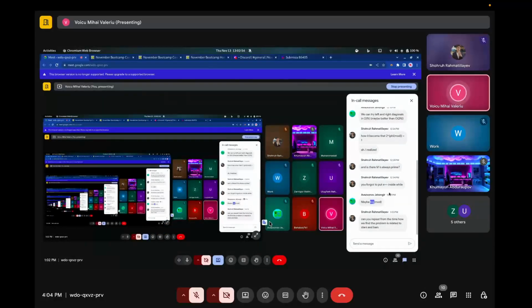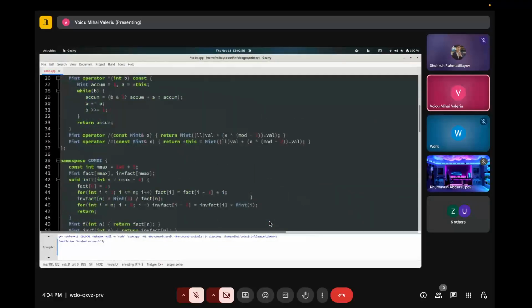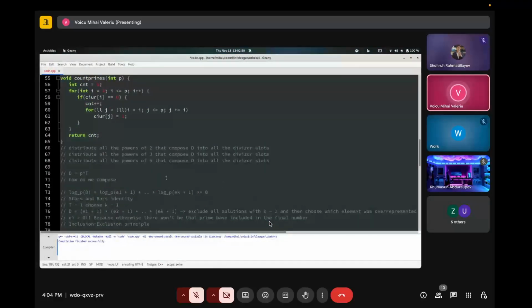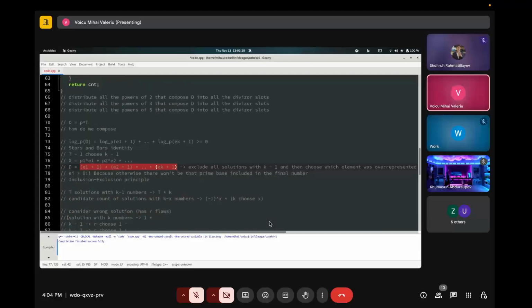We find the problem is related to stars and bars. Okay, so it starts when we want to represent D as a product of divisors, because we know D is the count of divisors of this value X, which would look like this. So if X is represented like this, its count of divisors, which is given to us, is represented like this, as a product of such divisors.